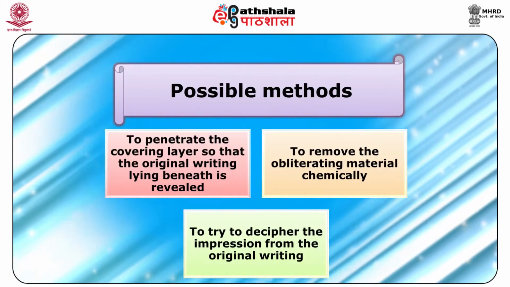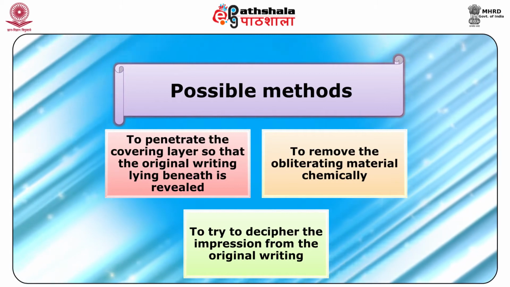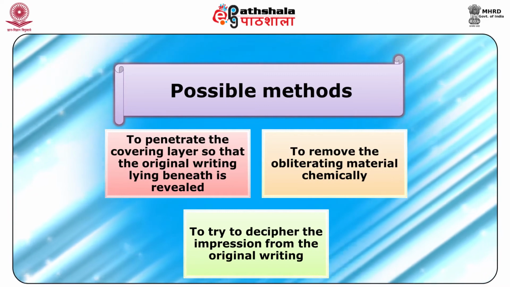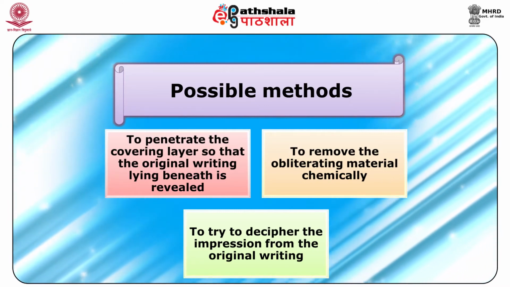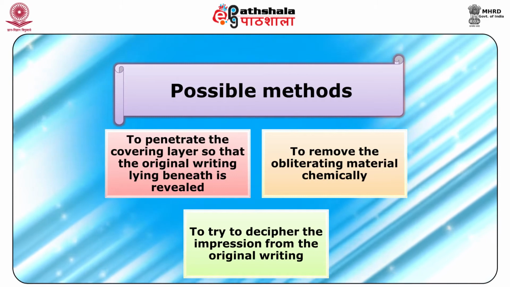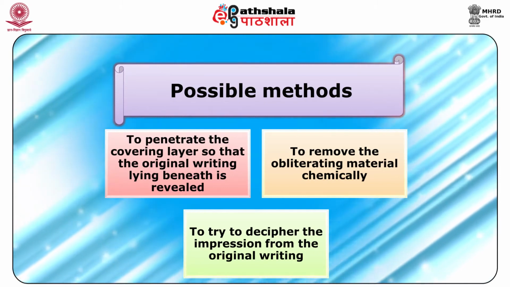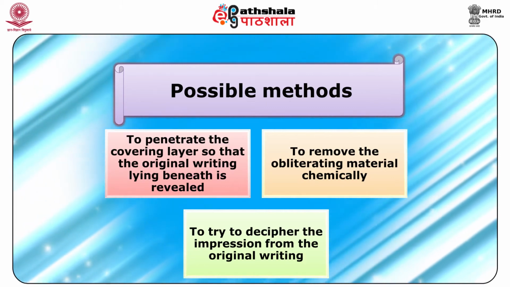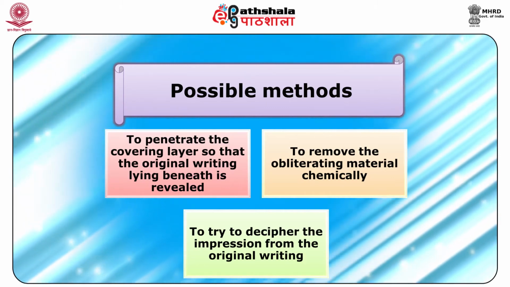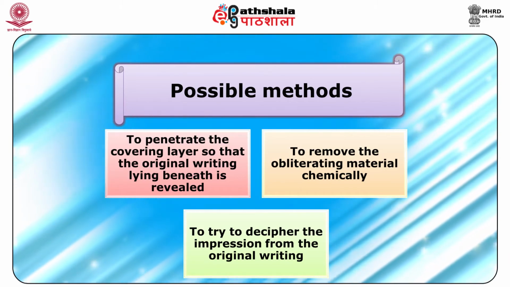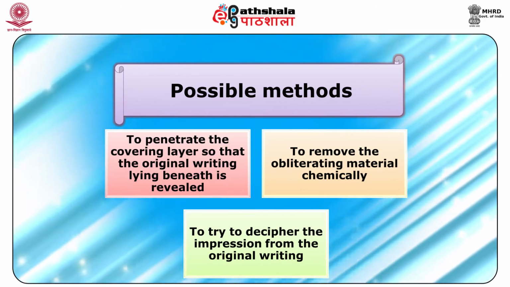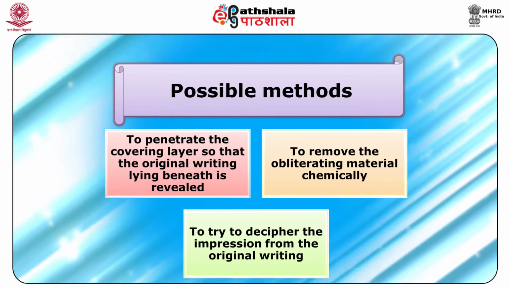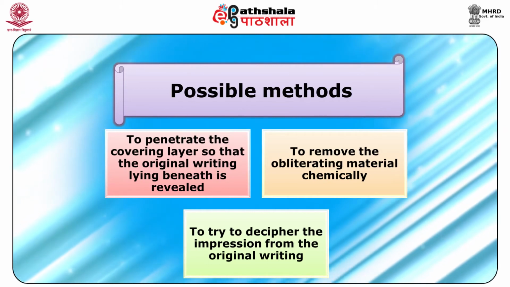There may be three possible methods of solution. First is to penetrate the covering layer so that the original writing layer beneath is revealed. Second, to remove the obliterating material chemically or by some other means while the original writing remains untouched. And third, to try to decipher the impression from the original writing or typewriting that has not been destroyed by the obliterating action.